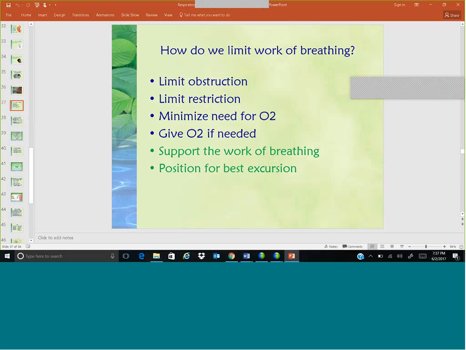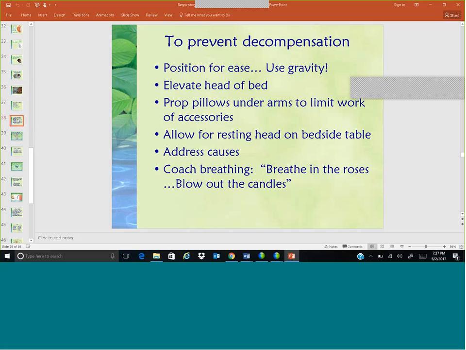So now that we've talked about the need to give O2 and minimizing oxygen, let's talk about the support of work of breathing and what we do to position the patient. To prevent decompensation, we want to position them for ease. So in other words, use gravity. That means elevate the head of the bed. We would put them in semi-Fowler's to high Fowler's.